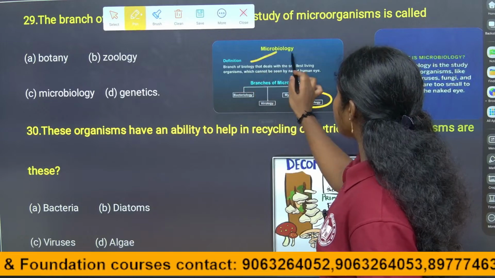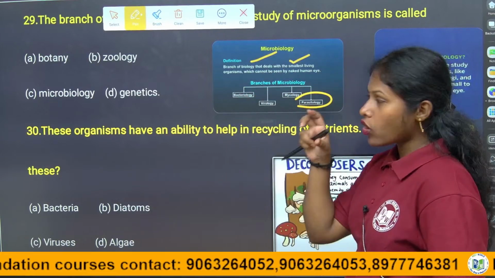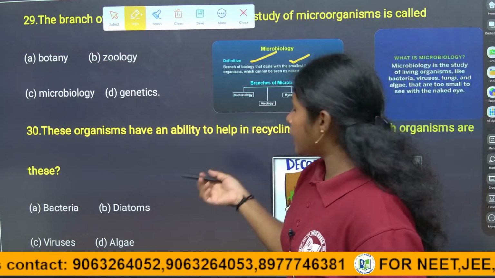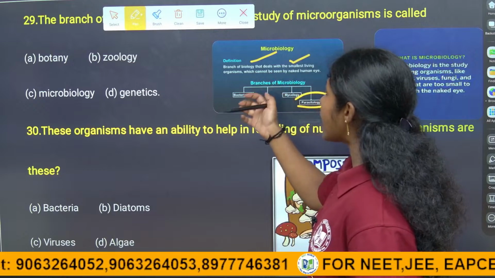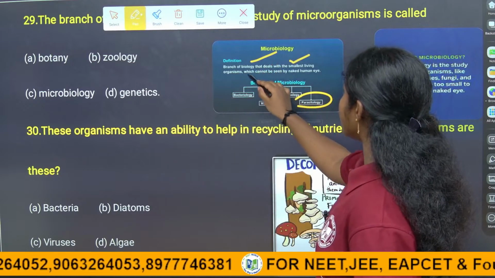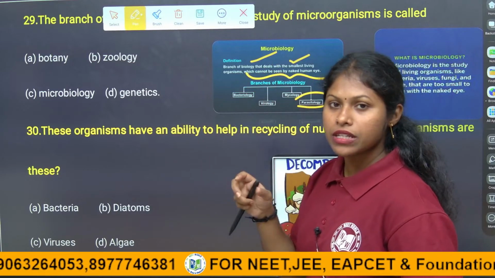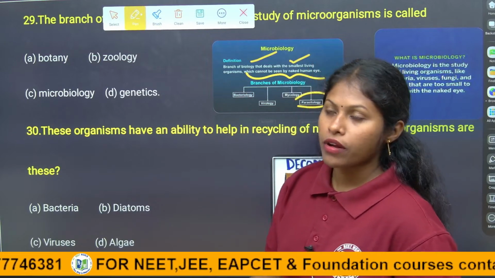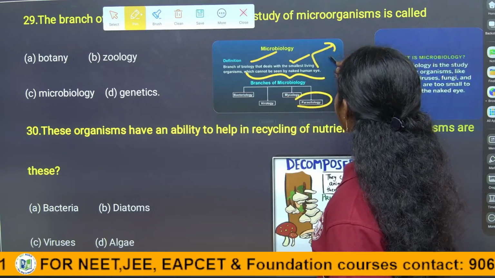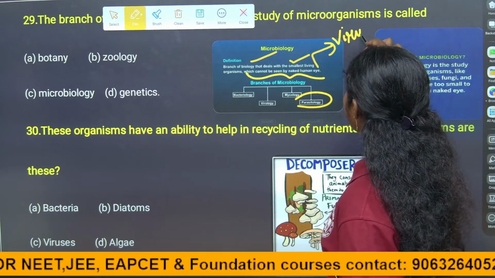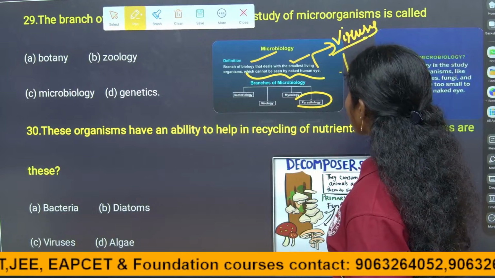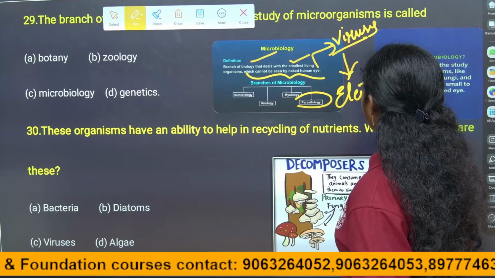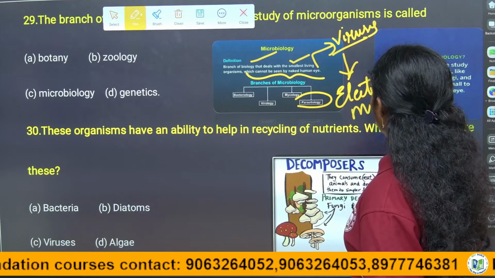So the branch of biology that deals with the smallest organisms like bacteria, fungi, virus, and parasites, we call microbiology. Can you see the microorganisms with the naked eye? No, we have to use the microscope. The virus, as it is the smallest, and the bacteria can be seen only with the electron microscope.